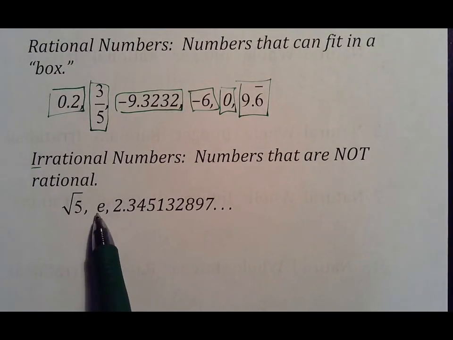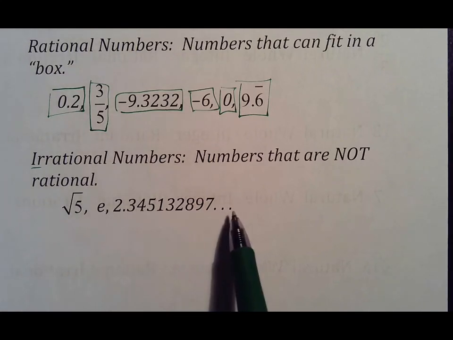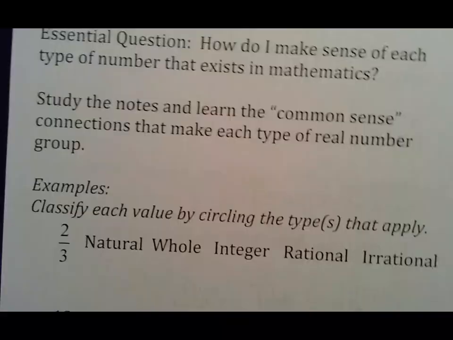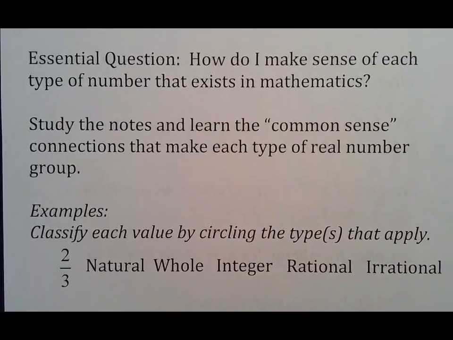e is any number that's so ugly that it has to be simplified down to a letter, and that is irrational. Anytime you have a decimal that has 3 dots with no pattern, it's an irrational number. So again, that's what you're thinking about here. So how do you make sense of each type of number?